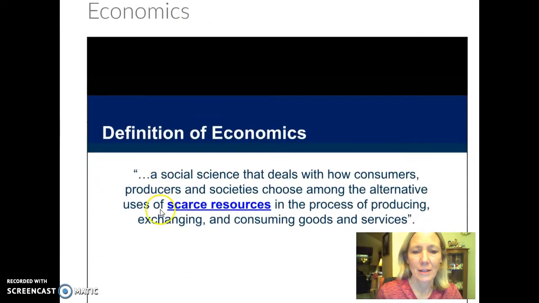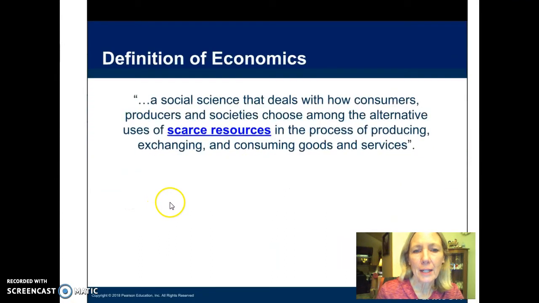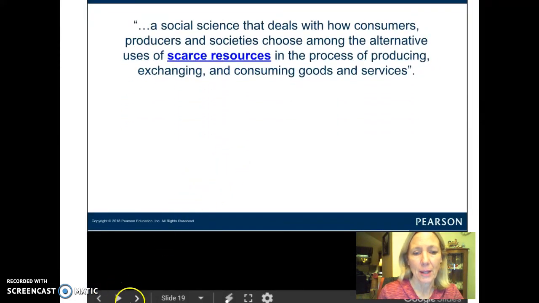So the definition of economics. Economics is a social science, not a biological or a physical science. It deals with how consumers make choices to overcome scarce resources. I said the short version: a social science that deals with how consumers make choices to overcome scarcity. And that's what we already talked about a little bit.